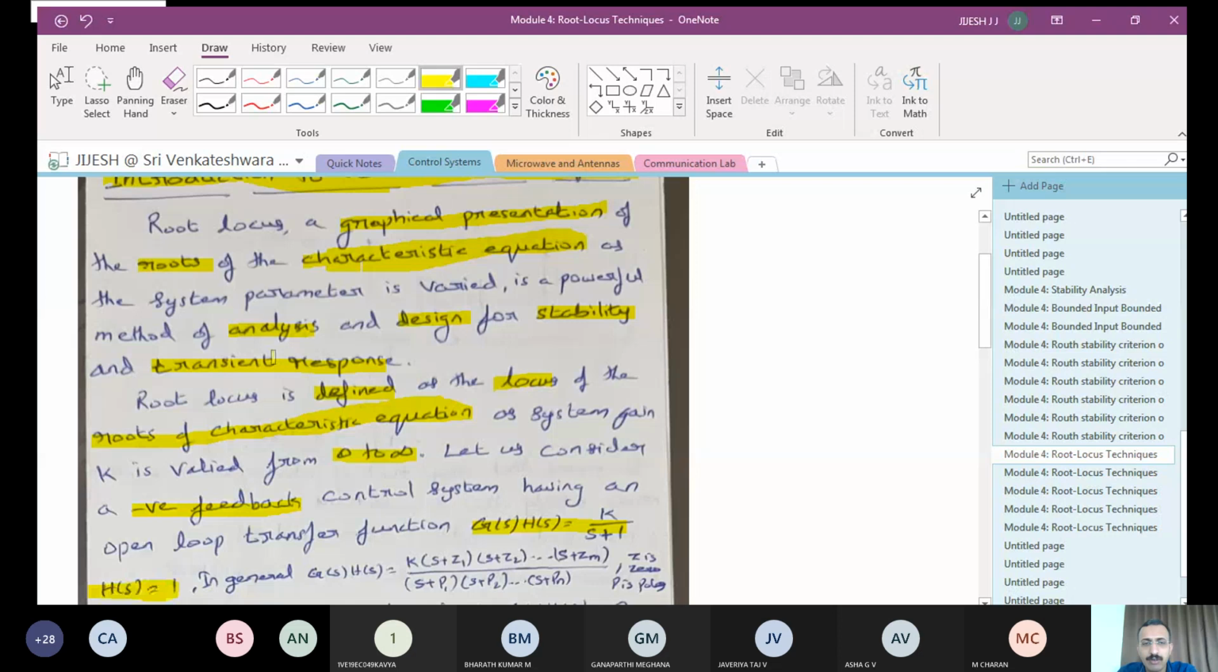So you can make a note of all these points. We will move on with the solution. This is a general explanation for the root locus. We will see with some equations and steps how to solve this problem. The main purpose of this is to understand the stability and the transient response of the system.